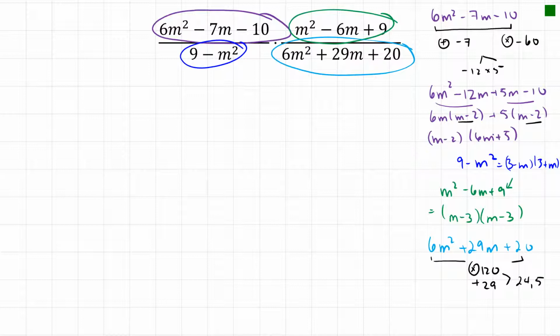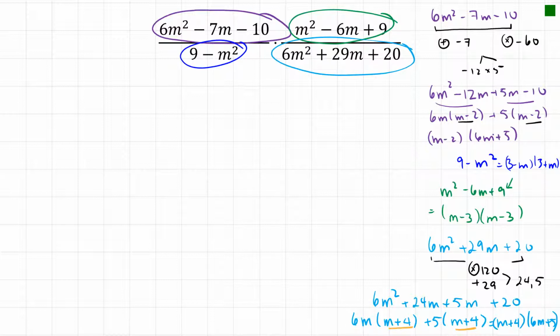So that means that I can break the 29 apart into 24m plus 5m plus 20, and then common factoring the first two terms, I'm going to take out a 6m, which leaves me with m plus 4, and a 5 out of the next one, which is m plus 4 again. That works brilliantly because these two are the same. And so finally I can put that together to be m plus 4 times 6m plus 5.